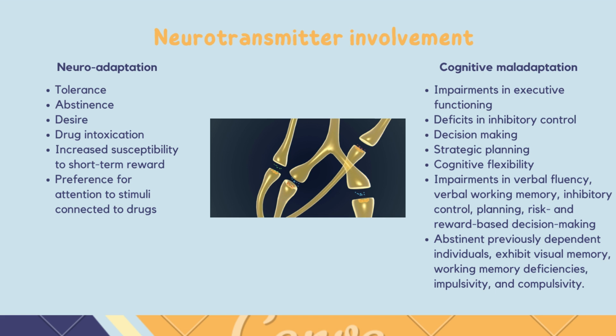Chronic heroin use has been linked to mild impairments in verbal fluency, verbal working memory, risk, and reward-based decision-making, according to meta-analytic studies. More recent research has shown that chronic heroin users exhibit visual memory and working memory deficits, impulsivity, and compulsivity.